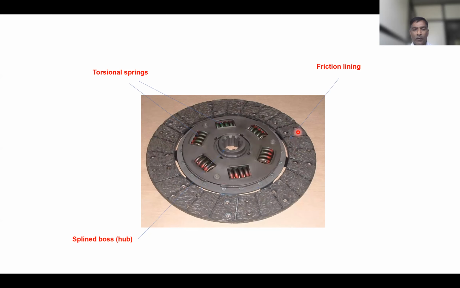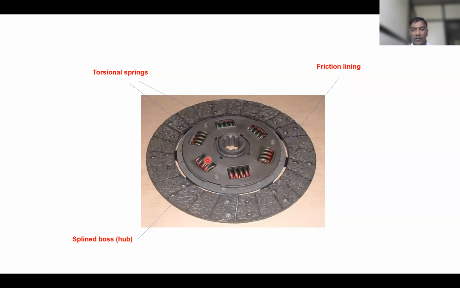Whatever you are observing, the riveting is there to keep this material in its position. So this is the friction lining. Then this is the splined boss, which is mounted on the driven shaft. Then these springs we call the torsional springs.